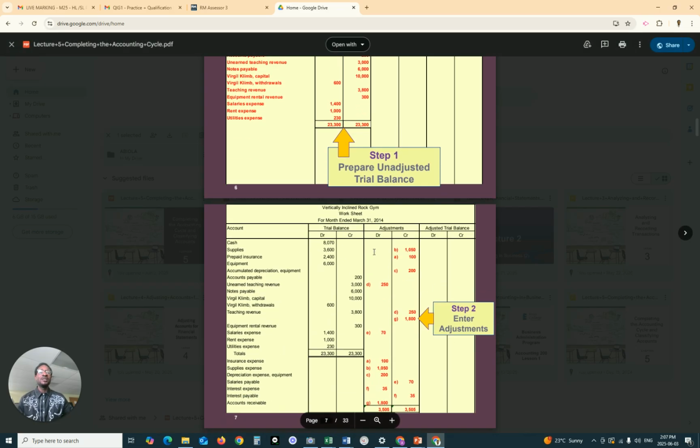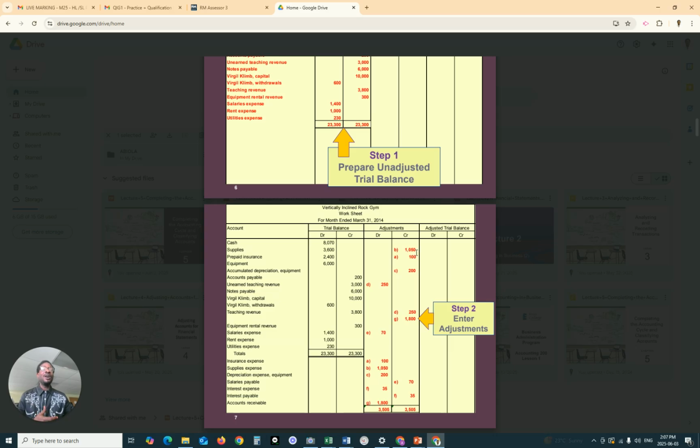Now cash, no cash was used and no cash came in, which means there was no adjustment. Supplies of 1,050 was used, so it is in the credit side. If you brought in more supplies, it will be in the debit side, which is to increase supplies. Supplies is an asset that you have at hand. So the part that you have sold out or used up in production or in operation will be in the credit side.